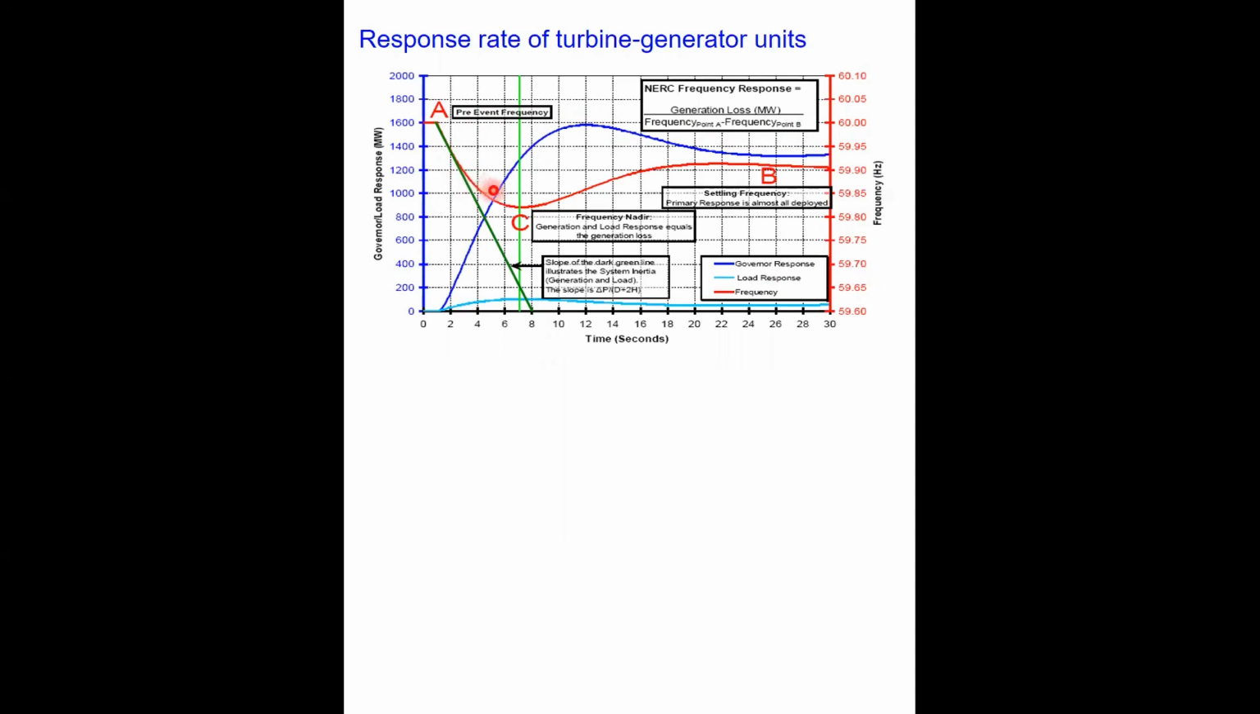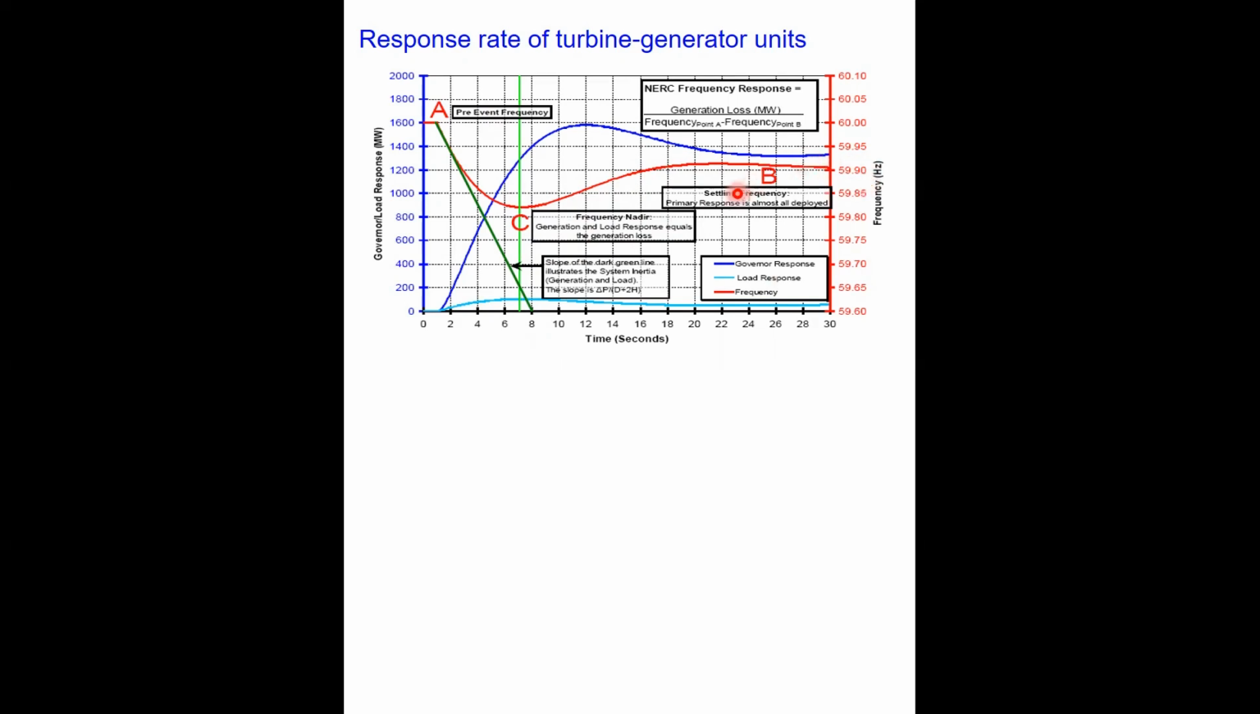So at this point, you have the nadir, that means the maximum frequency deviation, somewhere here. Here generation and load response are equal, and then with the regulation applied, the frequency will settle down to this value, 59.9 hertz here.